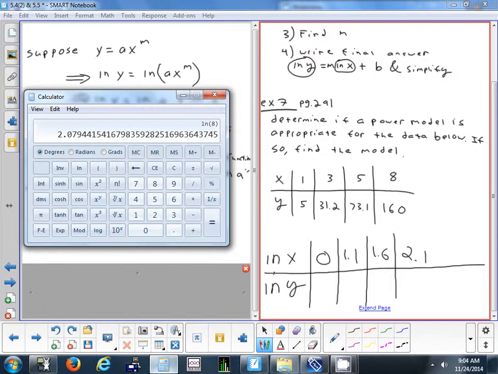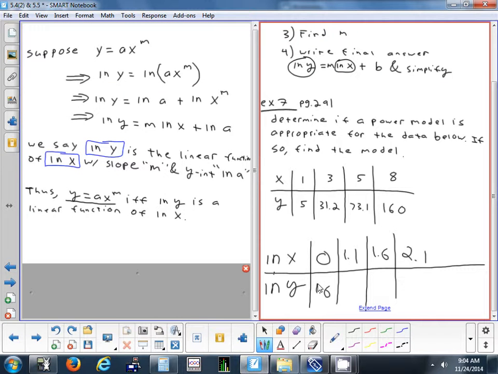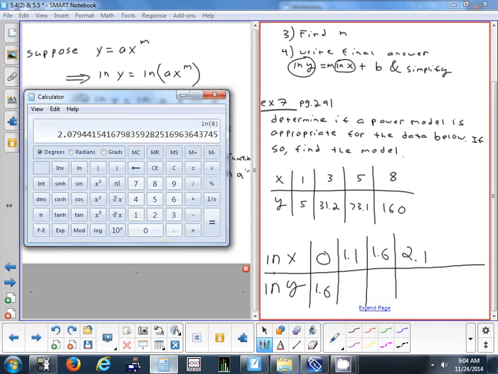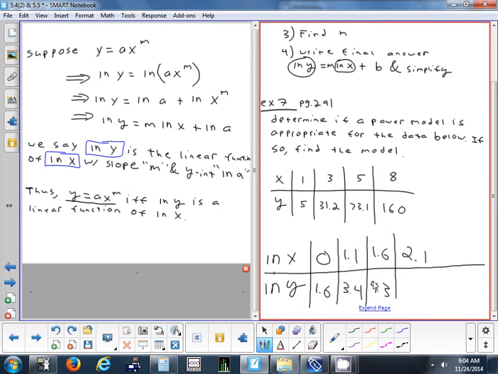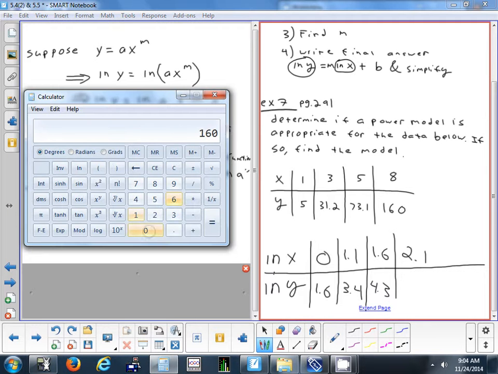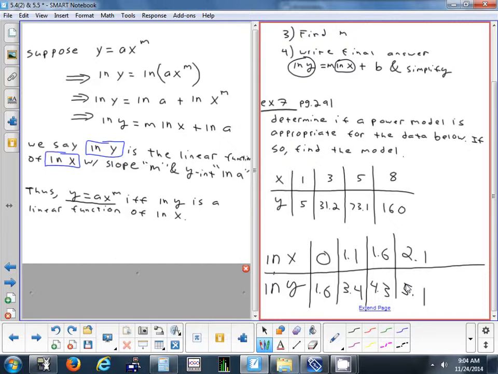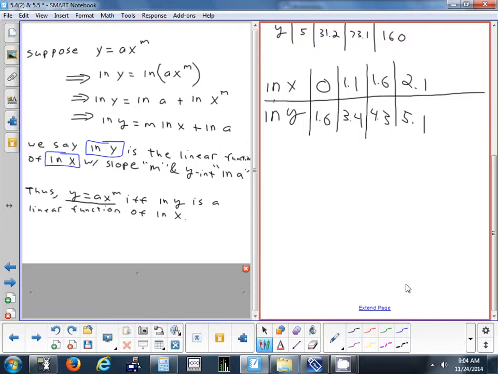Okay, ln of 5 we already have earlier. That was 1.6. All right, 31.2. It's about 3.4. 73.1. It's about 4.3. And the last one is 160. Okay, now everything we're doing right now has nothing to actually do with finding the power model. All this is going to do is tell us whether or not we should even try to find a power model. That's all that this is going to do. Right, let's graph it.